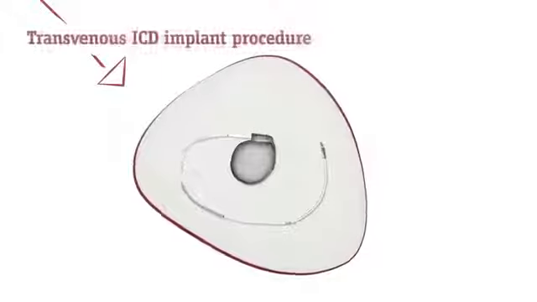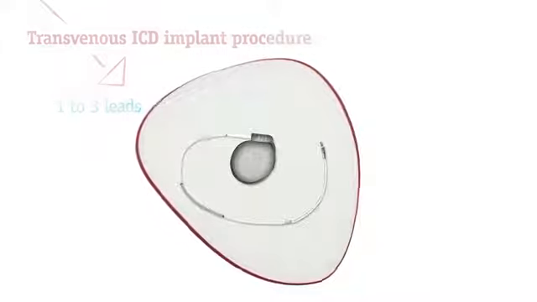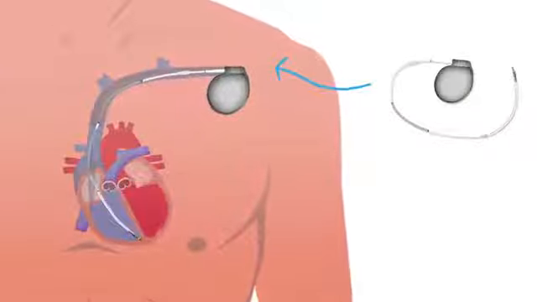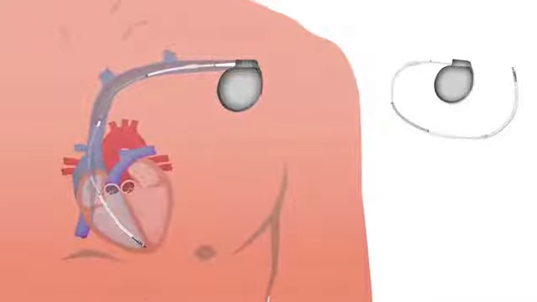A transvenous ICD connects to the inner walls of the heart with 1 to 3 leads. These leads are fed through a vein across the heart valve into the heart. The pulse generator is implanted on the left side near the collarbone.